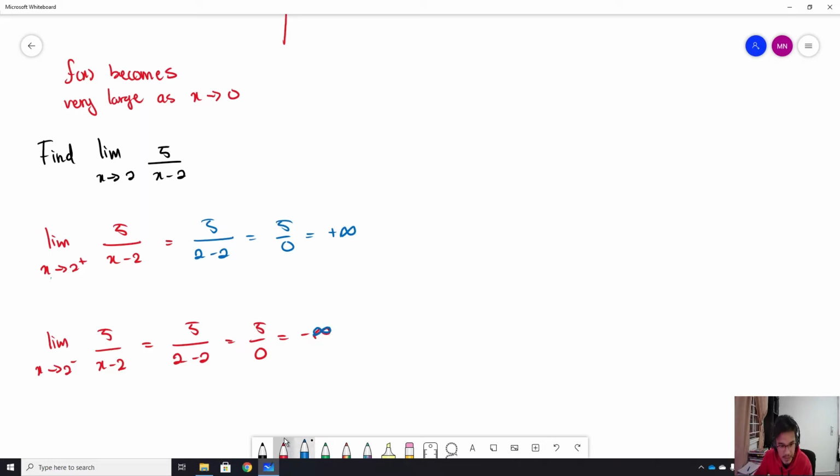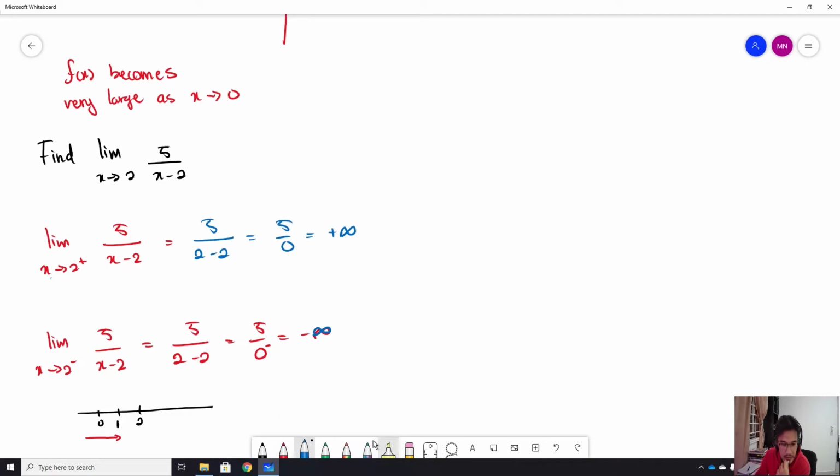So why is it equal to negative infinity? Because x is approaching 2 from the left side. If we look from the left side of 2, we have 1, we have 0. So if it comes from the left, it means the number is less than 2. So any number less than 2, minus 2, will give you a negative value. For example, we can put a negative here. So that's why when 5 divided by 0 is coming from the left, it will become negative infinity.